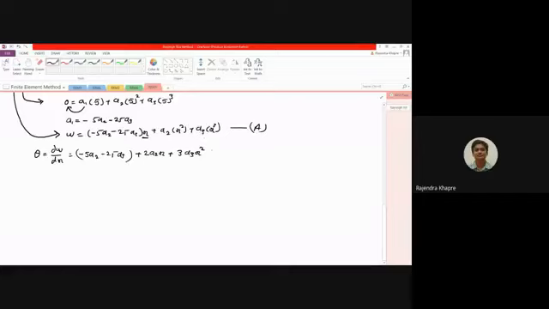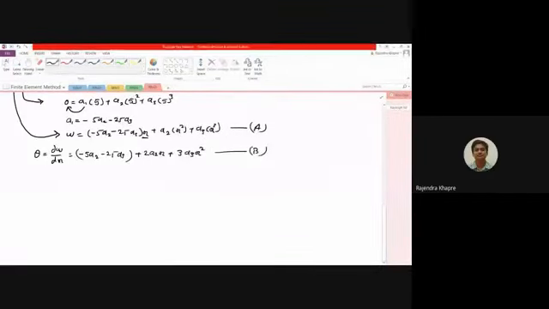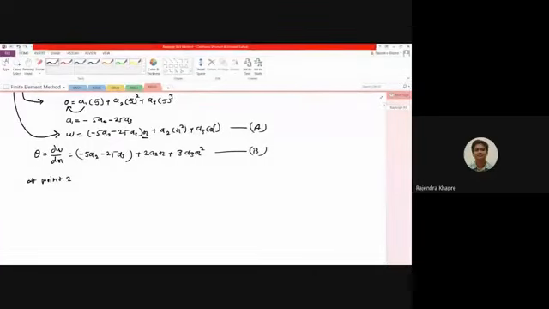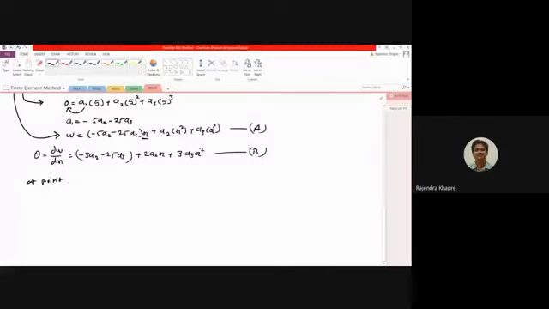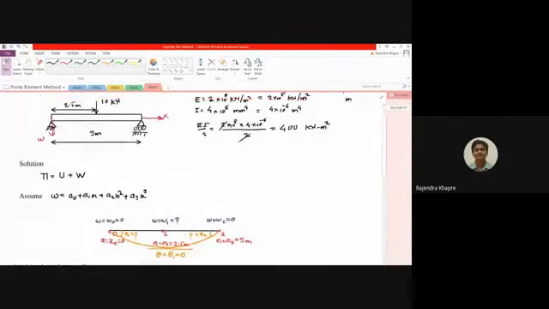Let us write this as B. So now you have two expressions, expression A and expression B. A denotes the deformation and B denotes the rotation. Now we have one more boundary condition, that is at point 1, not point 2. I'm talking about the center point where the load is acting over here.